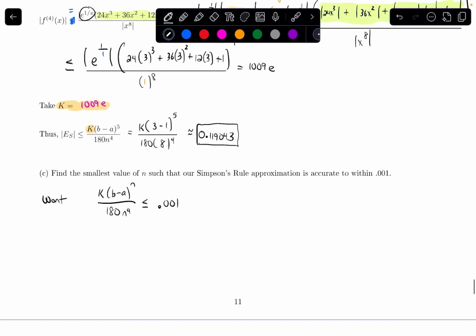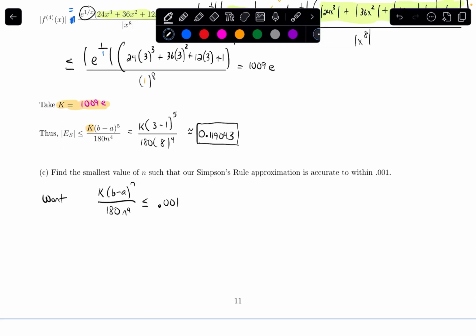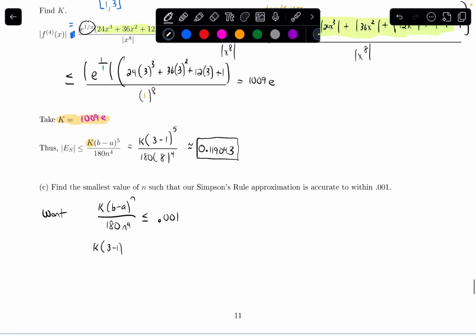All right, and now let's try to work with this and solve. So I have k times 3 minus 1 to the, oh, and whoops, I think I miswrote something. I wrote this exponent, it should have been a 5, but I just wrote n, so let's fix that. That should have been a 5. I get 3 minus 1 to the 5th. On my denominator, I have just like 180, and then I'd have the n to the 4th.